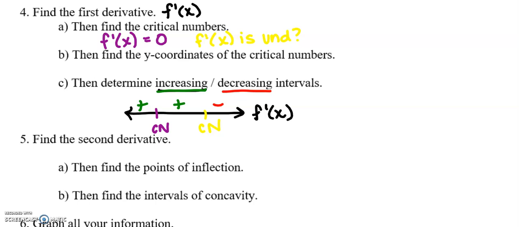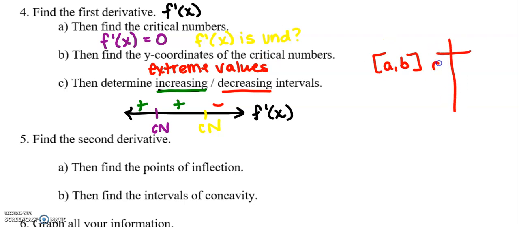Then, based on what we have, we can find the y values of those critical numbers, and those will end up creating our extreme values. Remember, if we're on a closed interval, we also need to test our endpoints, A and B, and then we would put those critical numbers from inside the interval into there to be able to figure out our absolutes. But the other ones can be relatives based on if f prime is changing from positive to negative.